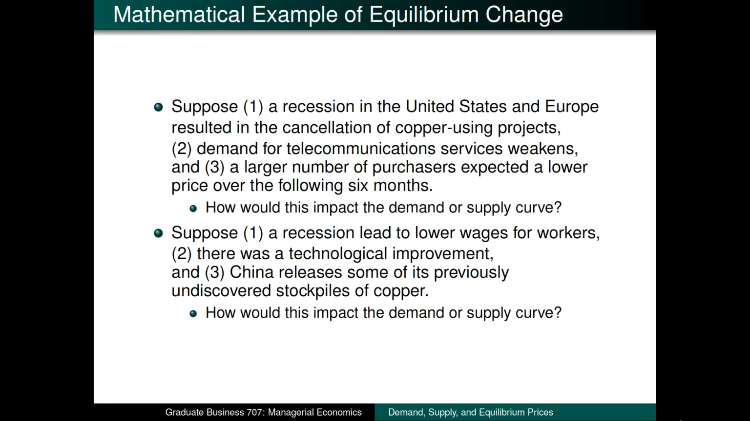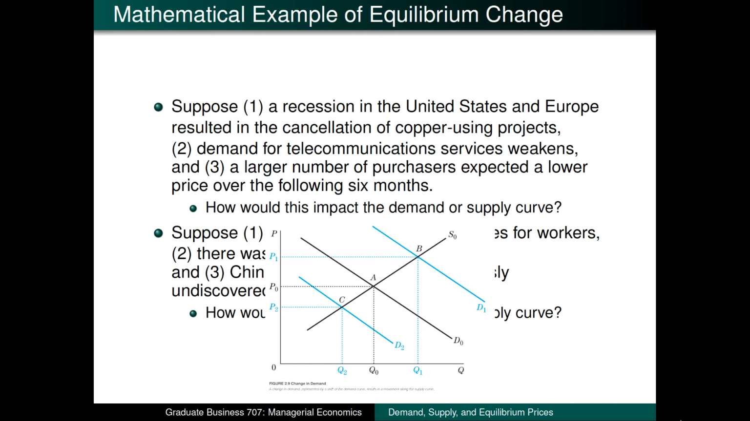So PE of $4 and QE of 7 is associated with our initial equilibrium, like P0 and Q0 in the previous video. We discussed how the equilibrium price and equilibrium quantity can change when there is a shift in one or both of our curves, so let's see how this is represented in our mathematical example. Notice that the top bullet point relates to a change in demand. A recession in the US and Europe that resulted in the cancellation of copper-using projects would decrease demand due to a drop in the popularity of copper.